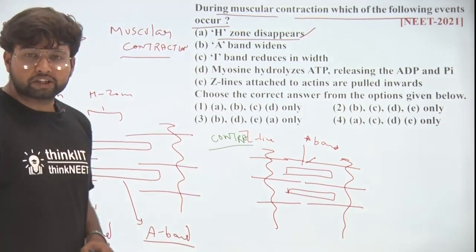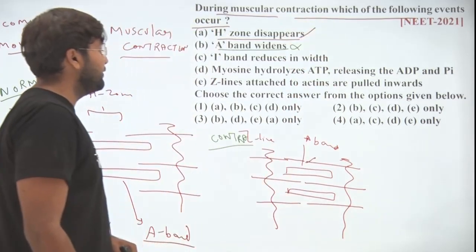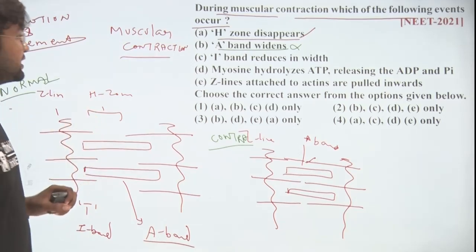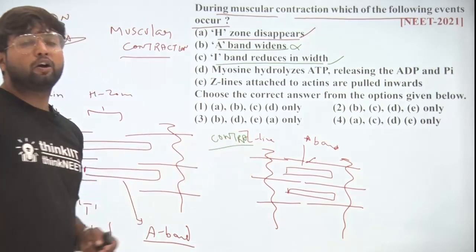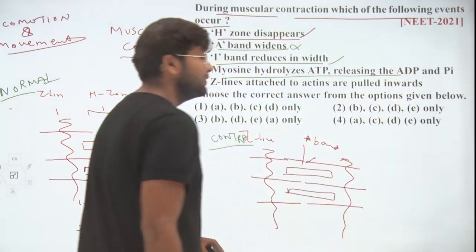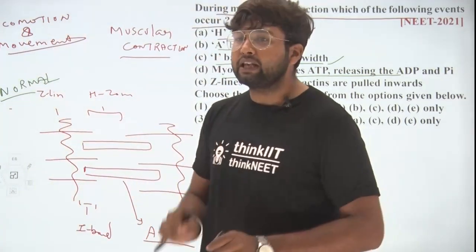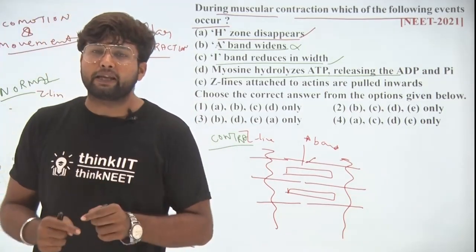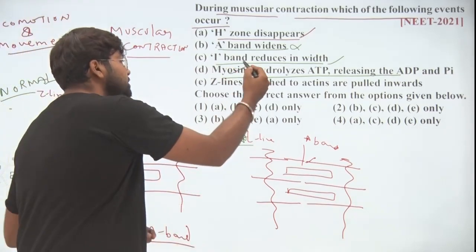So the first option is correct. The second one, A band widens, no, the A band never widens, the reason is the A bands remain equal in size, it never changes. The third, I band reduces in width, clear? Yes, the I band also got reduced in width. Myosin hydrolyzes the ATP and releases the ADP and inorganic phosphate. As we have studied about the sliding filament theory, for the formation of cross bridge we need ATP, and that ATP is broken down into ADP and inorganic phosphate. This option is also correct.